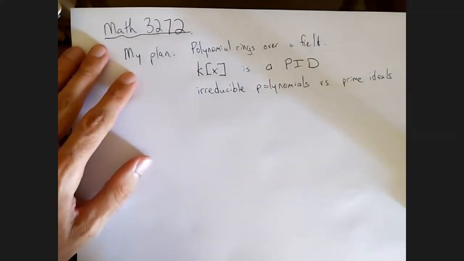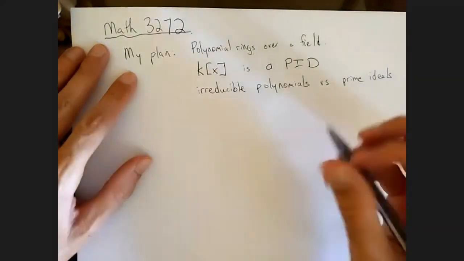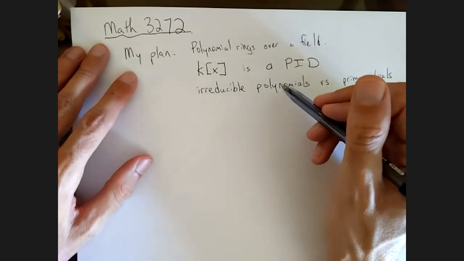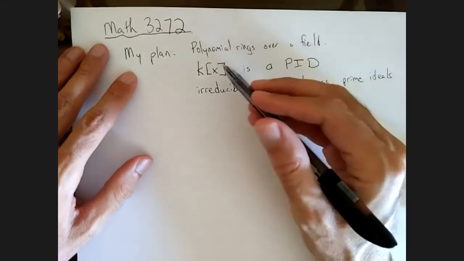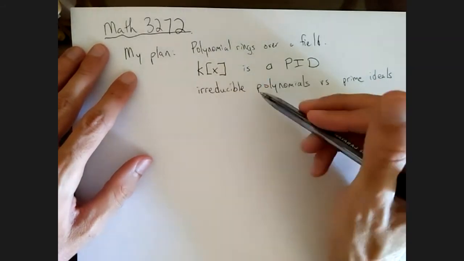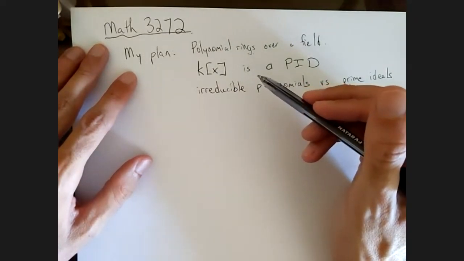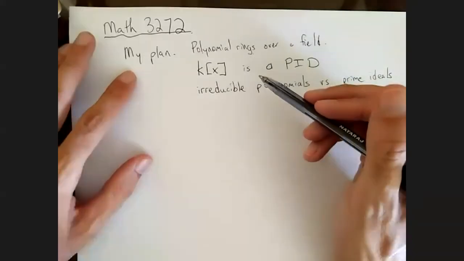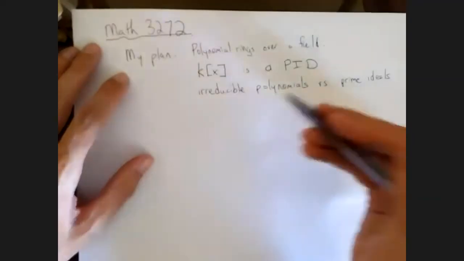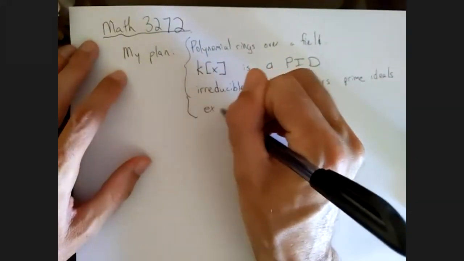So the idea is that if you take an irreducible polynomial, you can use that to get a field where the polynomial has a root. We'll talk about that more when we get to it. Let me tell you more about the plan in general. This is just the plan for today. And the last part of the plan is just examples.